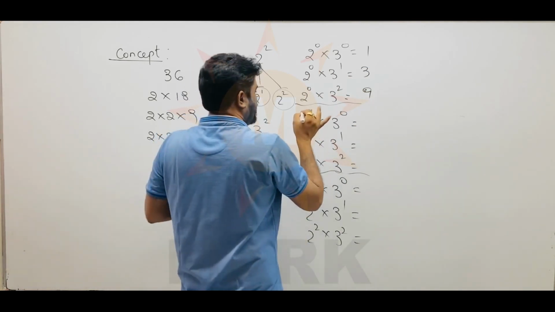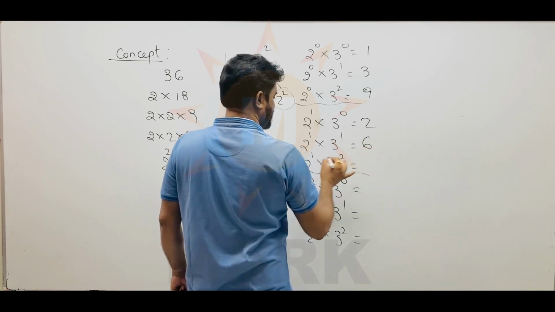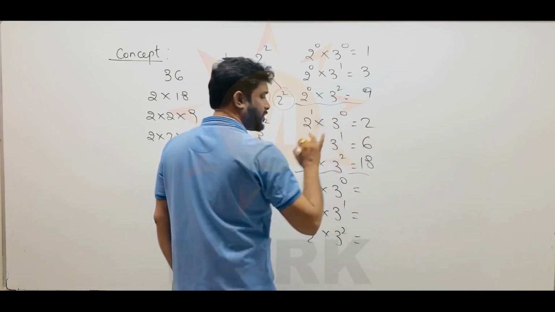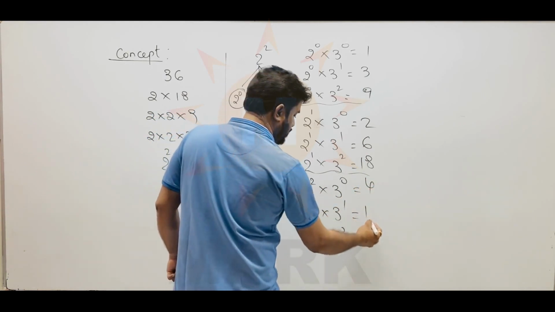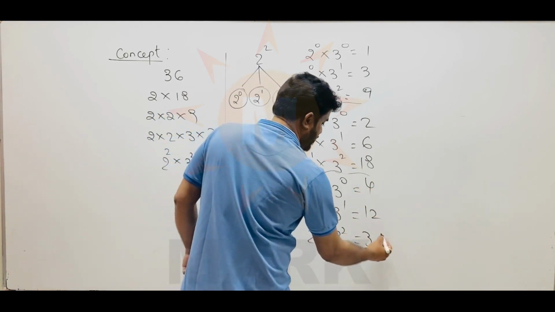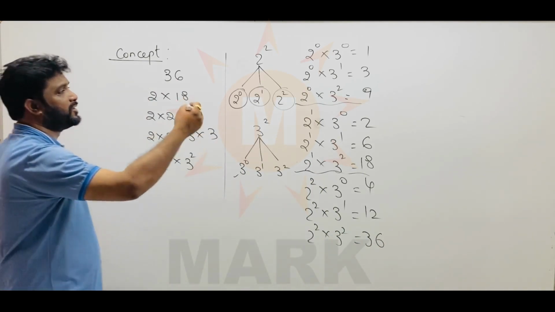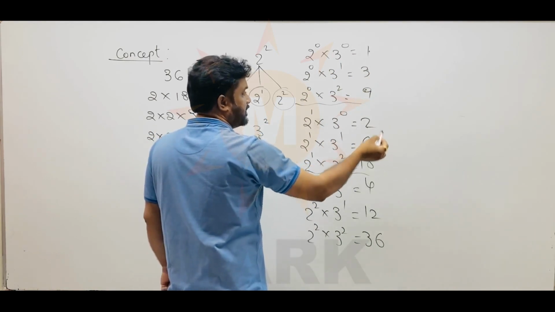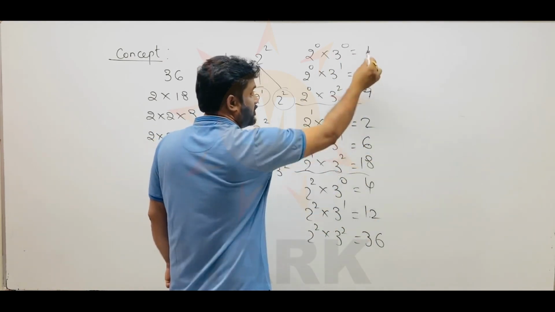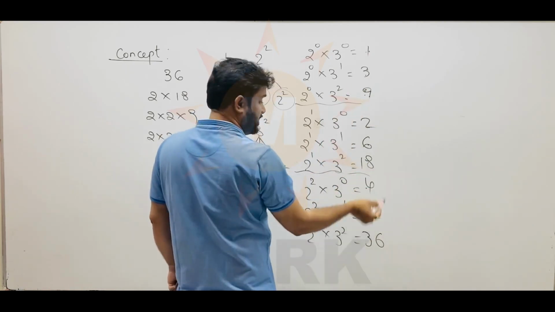Now my dear friends, 2 into 1 is equal to 2. 2 into 3 is equal to 6. 2 into 9 is equal to 18. Now 4 into 1 is equal to 4. 4 into 3 is equal to 12. And 4 into 9 is equal to 36. The numbers are jumbled, but the same numbers came: 1, 2, 3, 4, 6, 9, 12, 18, 36.